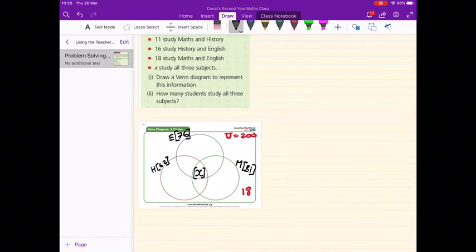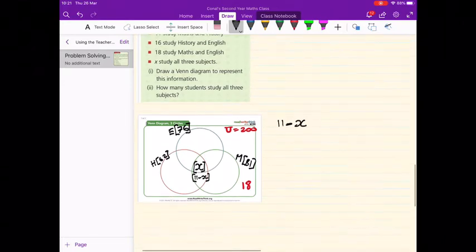So first things first, we've already filled out the intersection of all three. Now, we've been told 11 study maths and history. That's 11 students that study maths and history in there. But we don't know how many of them study maths and history but not English. So what we'll have to say is, we have 11 students study maths and history all together, and if we take away X, the unknown amount that study all three subjects, we'll be able to figure out how many only study history and maths.